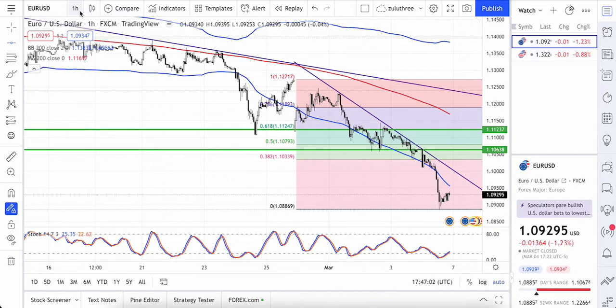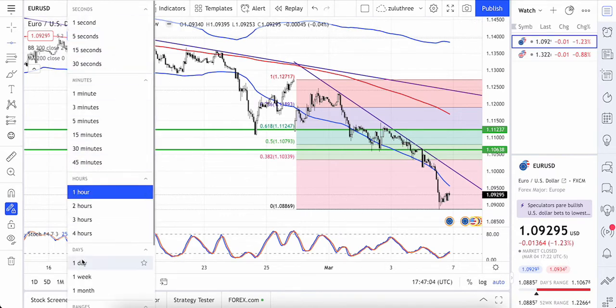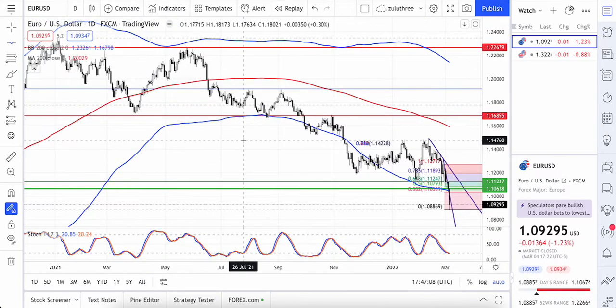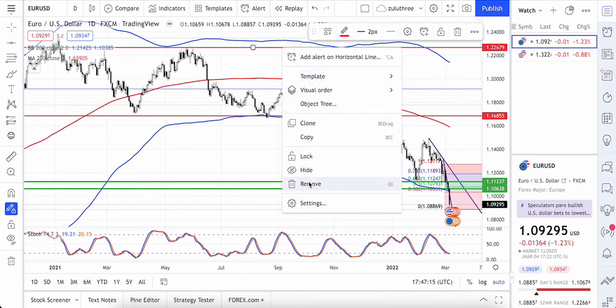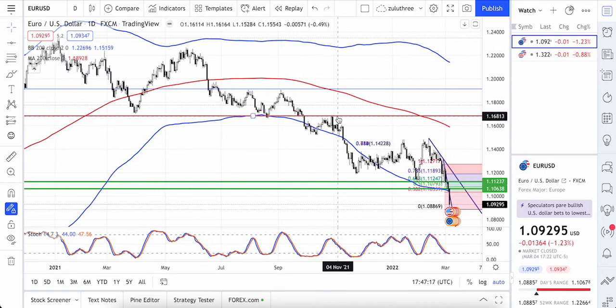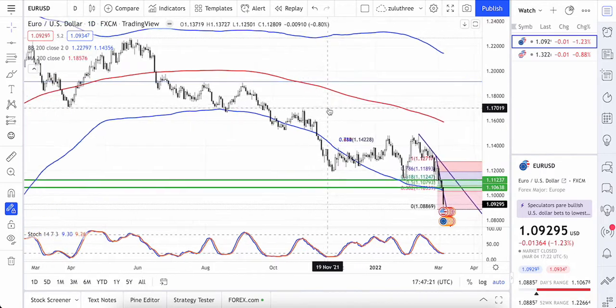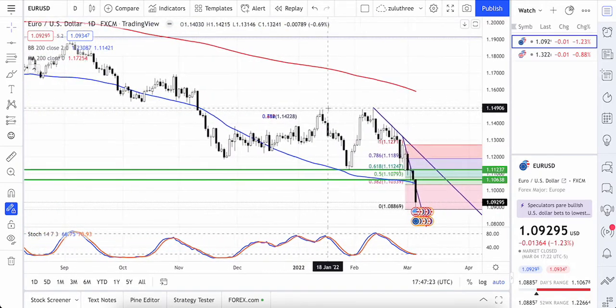Let's have a look at the longer term chart, which is normally the day chart. And actually, all these lines up here we can get rid of because they go back quite a long time and we're nowhere near them. So we'll just get rid of those to declutter the day chart and zoom in a bit. And you can see the euro has broken out.